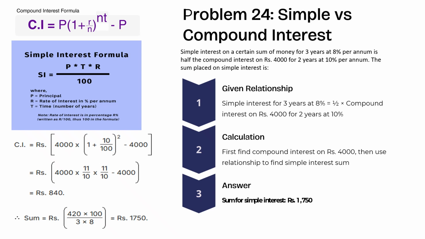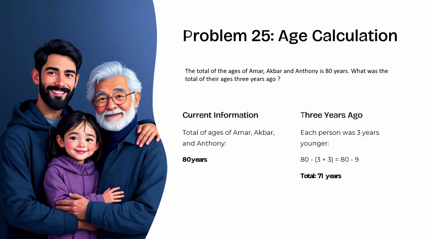So we are moving on to the final question, question number 25. Here we need to calculate the age. It's a very simple concept. What is given in the question? The total age of Amar, Akbar and Antony is 80 years. So there are three persons, and together their age is 80.